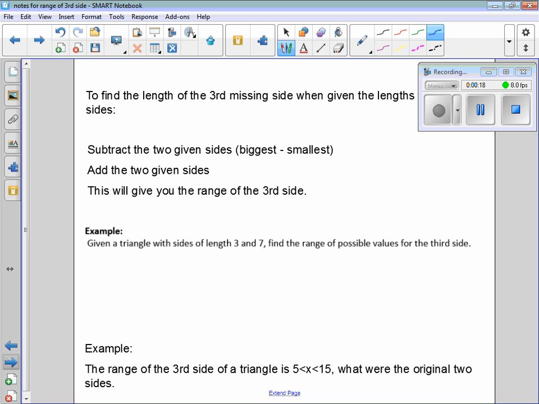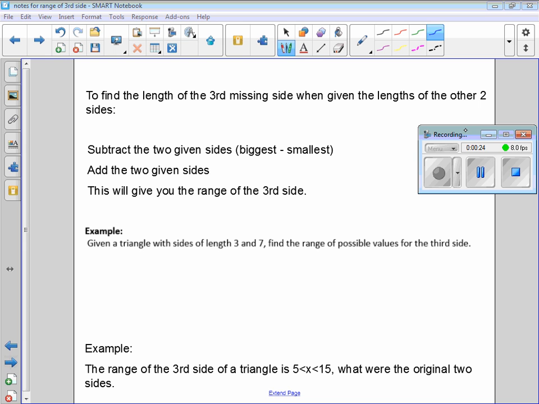To find the length of the third missing side when given the length of the other two sides, you're going to subtract the two given sides, biggest minus smallest. You're going to add the two given sides, and this will give you the range of the third side. When you write the range of the third side, you're going to write it as the minimum less than x less than the max.